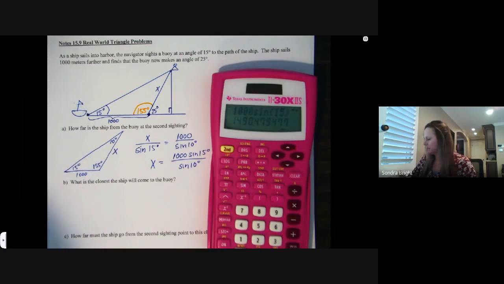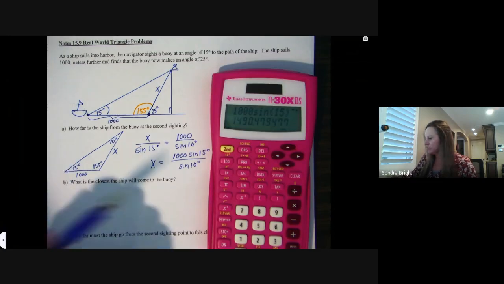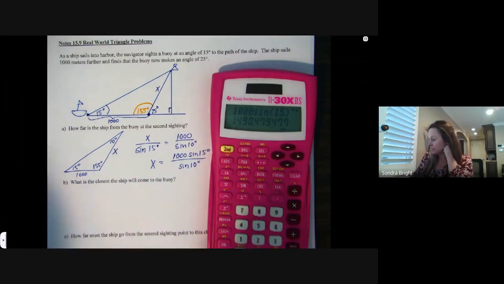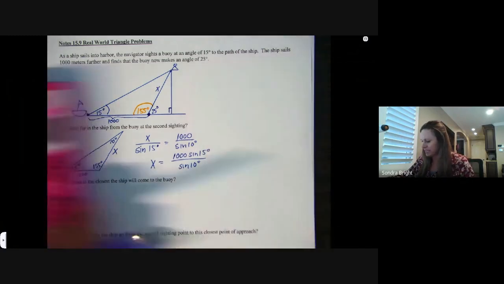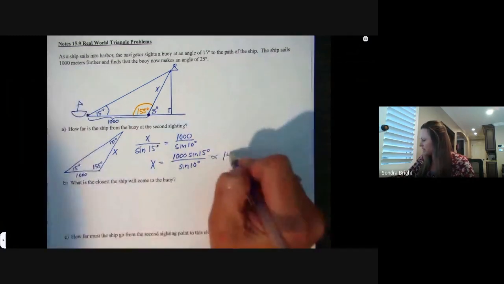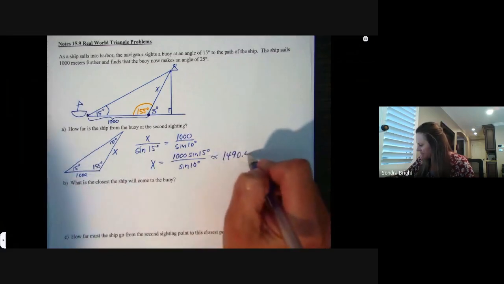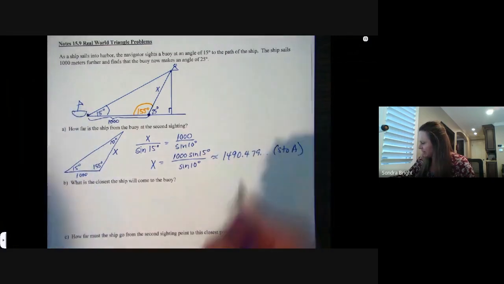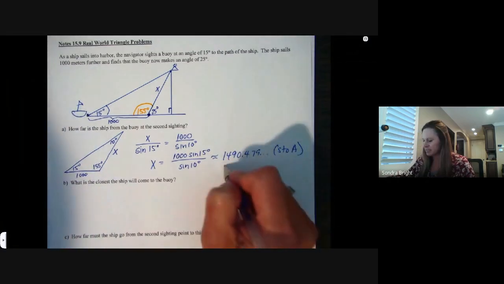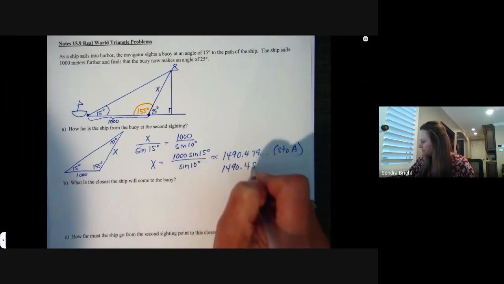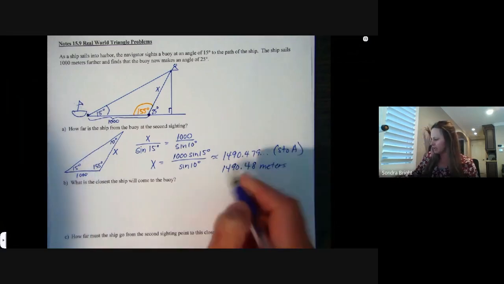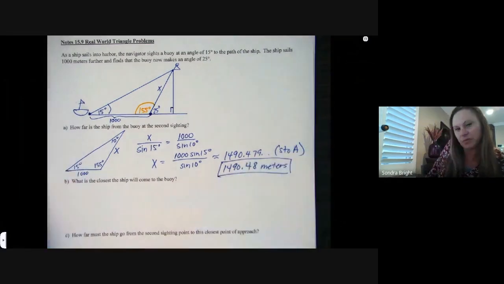1490.4 blah, blah, blah. I'm going to end up using this later, so I'm going to store it right now under A. But my answer to how far the ship is from the buoy is about 1490 point, it was like 479, blah, blah, blah. I'm going to store that long decimal as A, but my answer is going to be 1490, let's go to two decimal places, 0.48, and then it's meters. So that's the answer to part A. But I have stored this value in case I end up needing to use it, which we will.